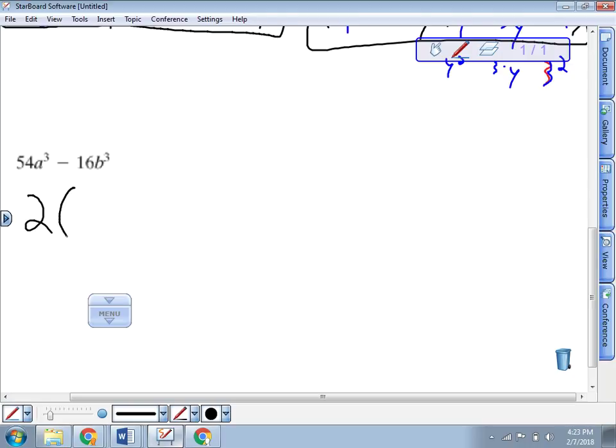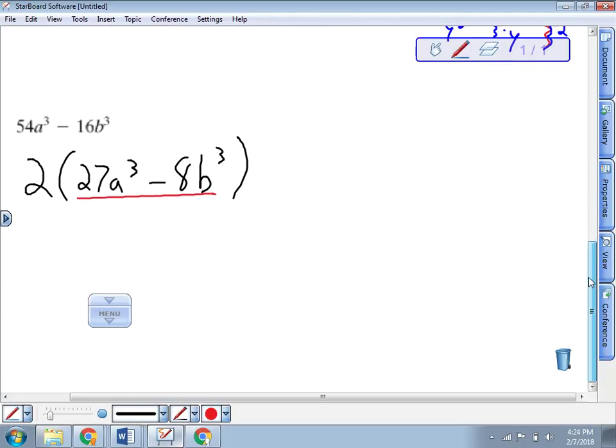So now I'm not just done. I have to rewrite. If I take a 2 away from 54, what's the other factor of 54 that goes into it? It's 27. We still have our a cubed minus. If I take away 2 from 16, 2 times what's the other factor that goes into 16? It's 8. And we've got our b to the third. Now those are cubes, so I can factor those.